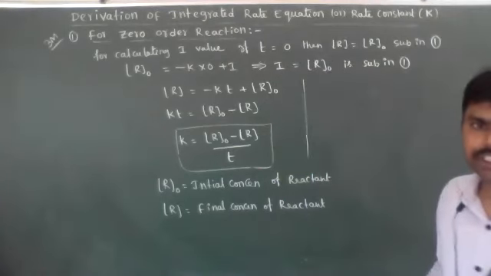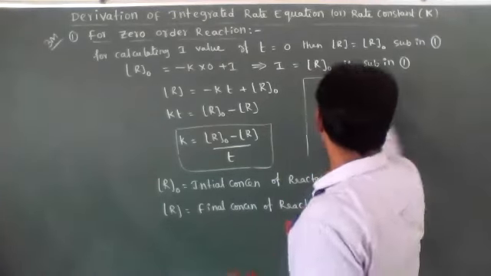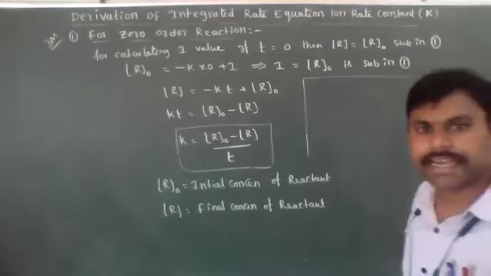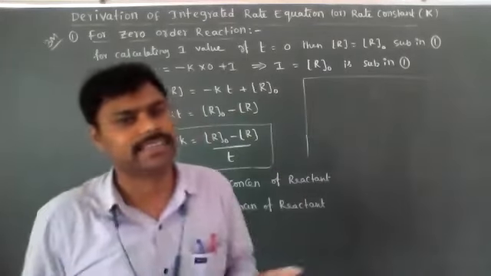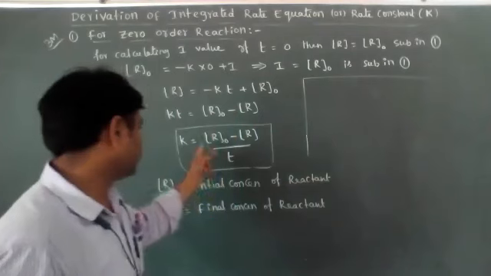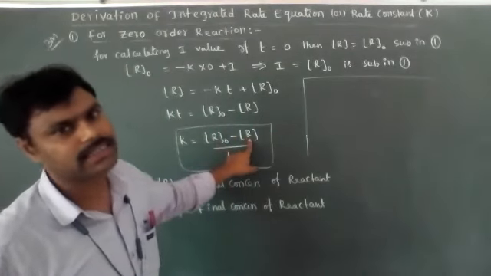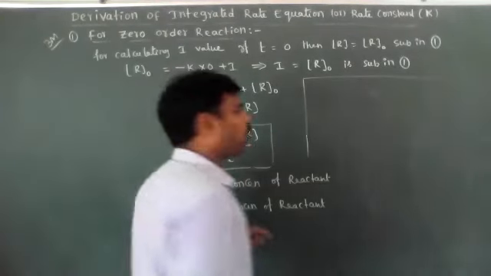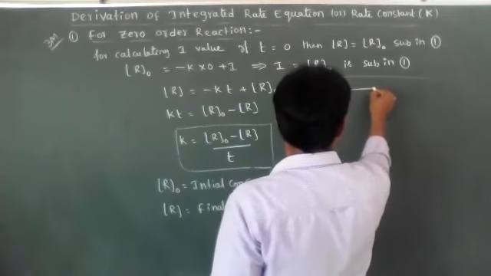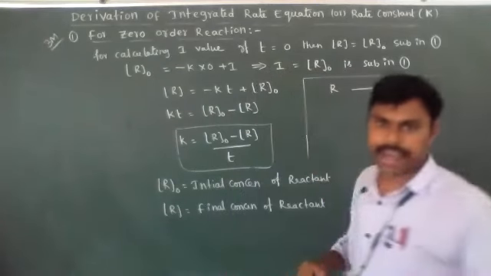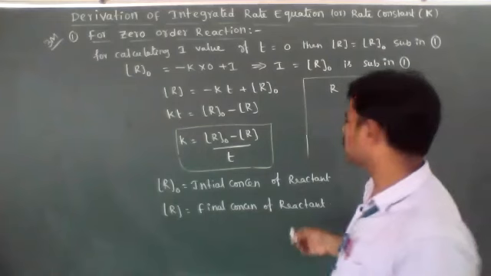What is the other expression for the rate constant? For a zero order reaction, we can write K is equal to x by t also. The difference R0 minus R is nothing but x. Let's see how it came. For example, reactant R is converted into product, dear students.